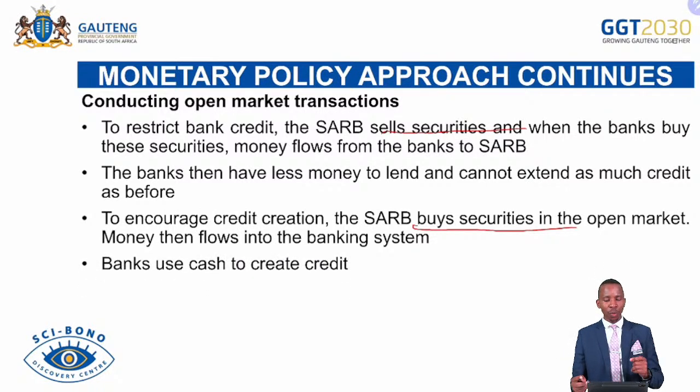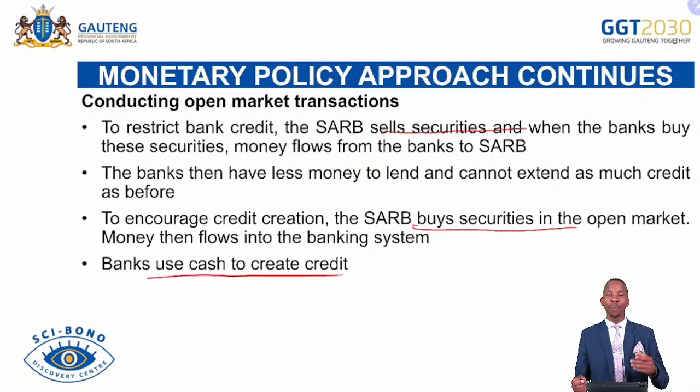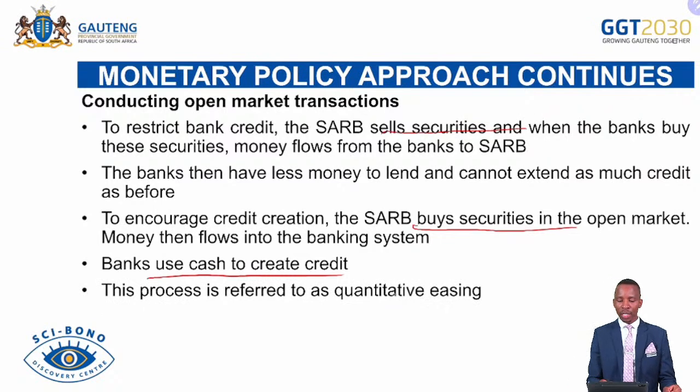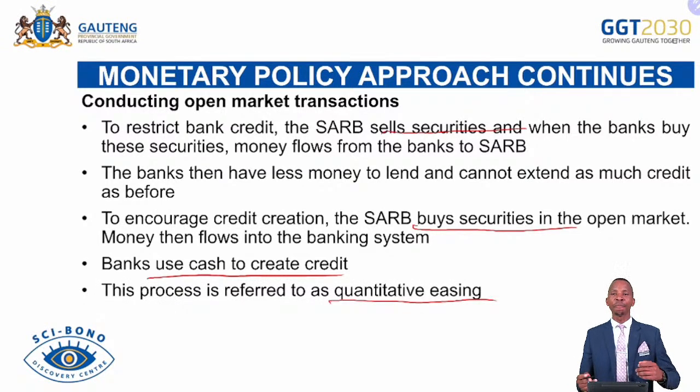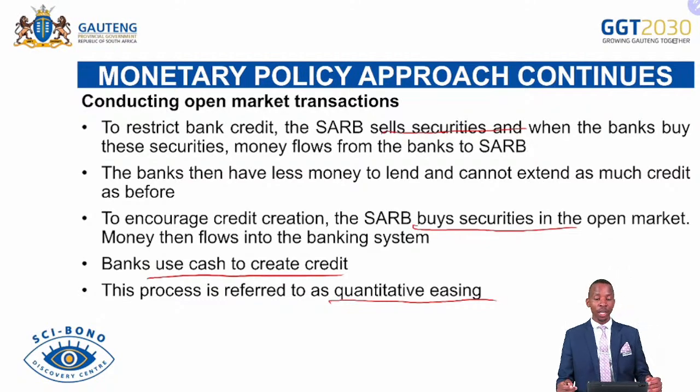And banks will always use cash to create credit. The money they receive from the Reserve Bank as they borrow at times, they use that to create even more money, which is credit. This is believed to be quantitative easing, because now the Reserve Bank is making money more available in the society by buying bonds from commercial banks, because the money is given back into the circulation or into the economy.